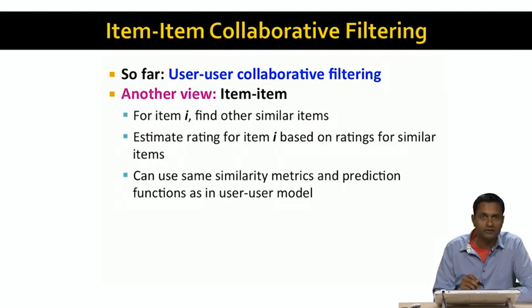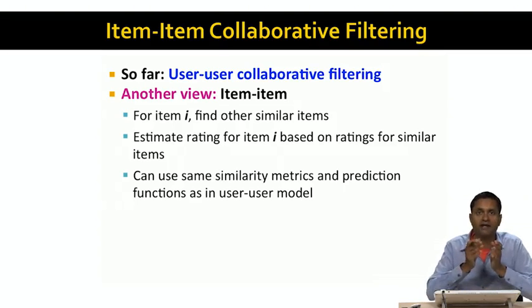Instead of starting out with a user and finding similar users, we're going to start out with an item I and find similar items to item I. And then we're going to estimate the rating for item I based on the ratings for other similar items. We can use, in fact, the same similarity metrics and prediction functions as in the user-user model. We can use the centered cosine similarity to find a neighborhood of items similar to our item I. And then we can use the average or the weighted average prediction model from the previous slide to actually make rating predictions for the item.